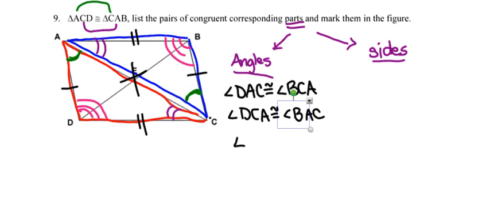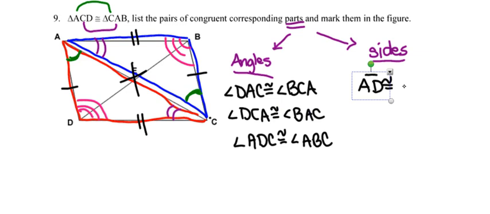And then the last pair of angles, angle ADC in the red triangle matches up or pairs up with or is congruent to angle ABC in the blue triangle. And as far as sides are concerned, side AD matches up with and pairs up and is congruent to side BC. I'm going to save side AC till the end. Side DC in the red triangle matches up, pairs up with, and is congruent to side AB in the blue triangle.